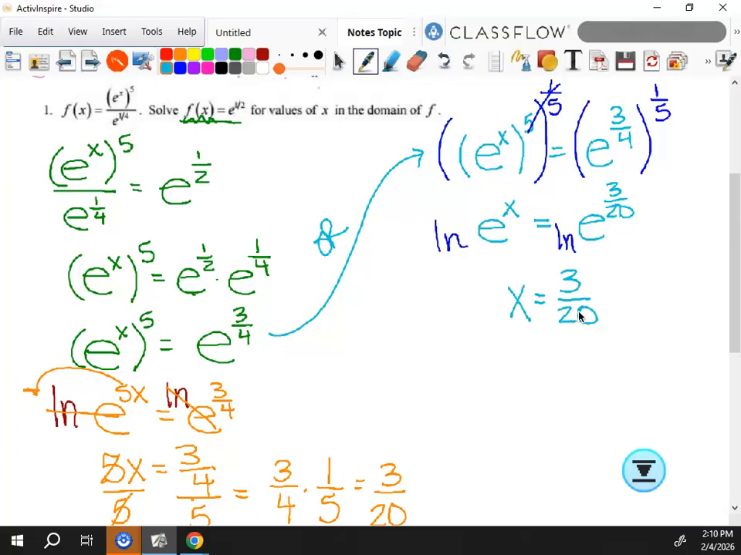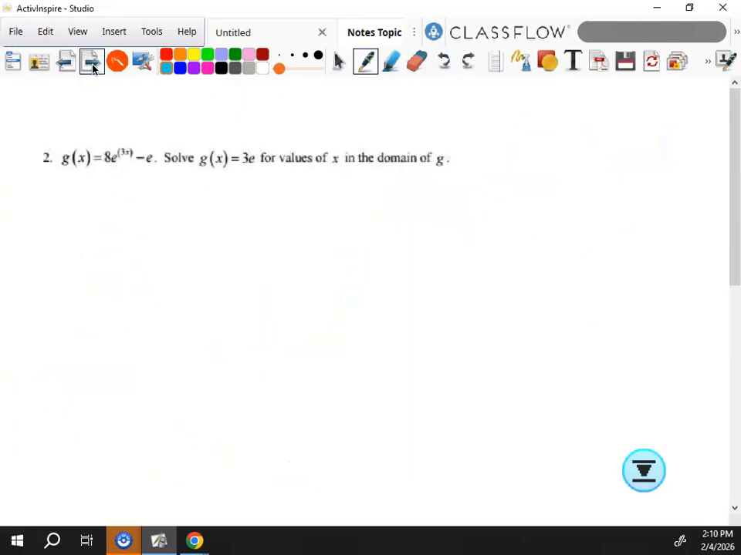Okay, so refocus, flip this over. Let's look at this one. There's only 2, which means you probably want to really pay attention. All right, so I've got my g of x, and here it says g of x equals 3e. What?